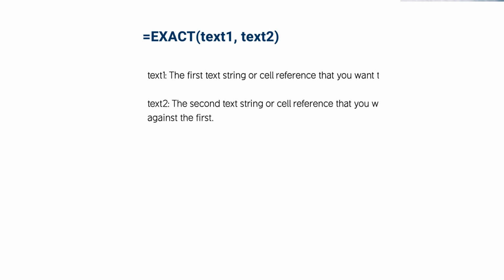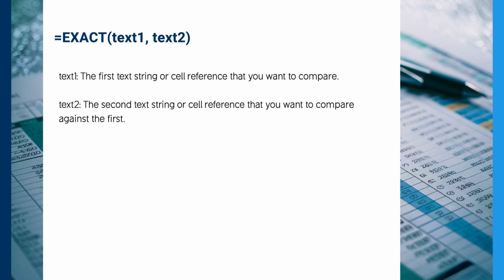Let's dive in. Here's what each part of the EXACT function means. Text1, the first text string or cell reference that you want to compare. Text2, the second text string or cell reference that you want to compare against the first.